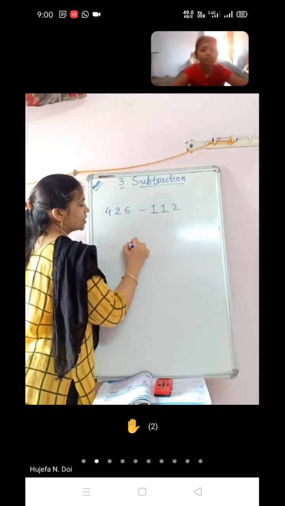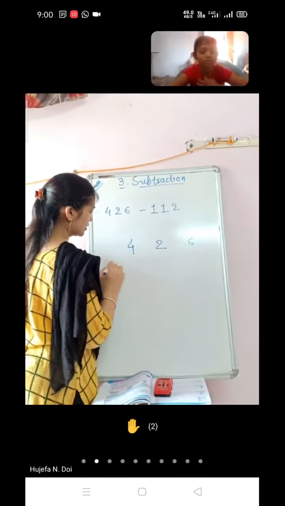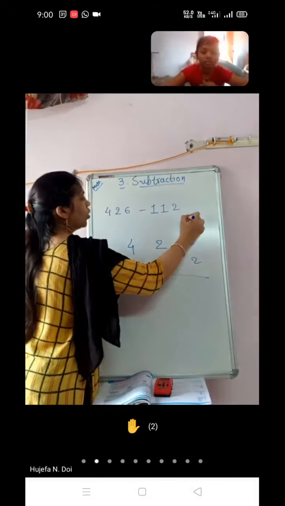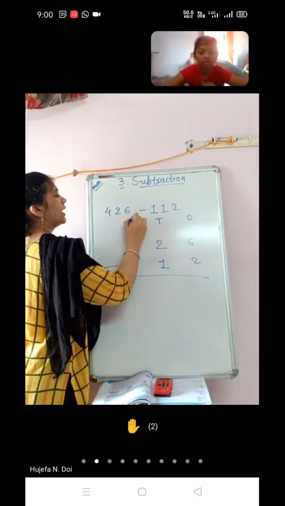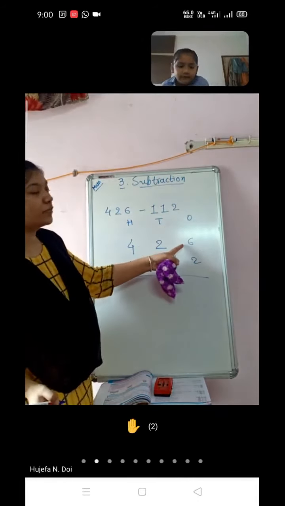So firstly, 426 minus 112. Ones, tens and hundreds. Starting the subtraction from the ones place.